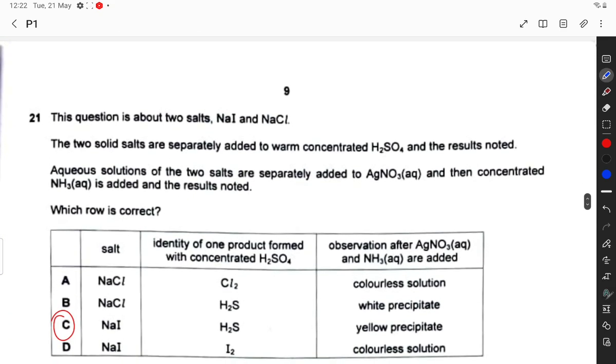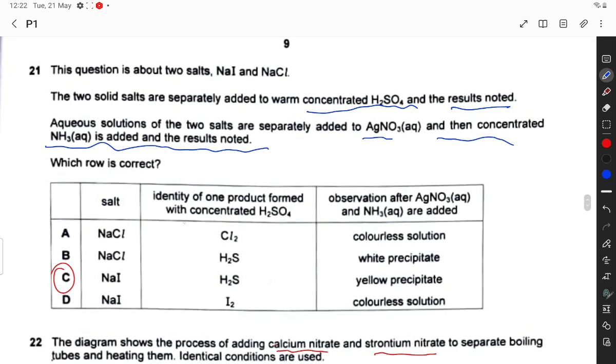Question number 21. This question is about two salts, sodium iodide and sodium chloride. The two solid salts are separately added to concentrated sulfuric acid, and the results noted. Aqueous solutions of the two salts are separately added to silver nitrate, and then concentrated ammonia is added to the result.